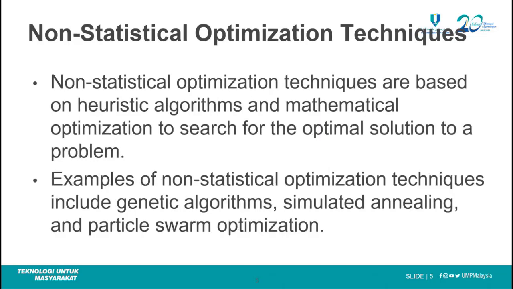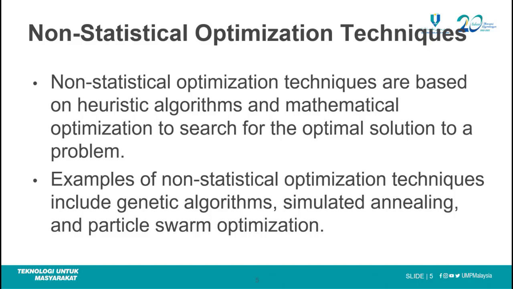For non-statistical techniques, basically these approaches are based on heuristic algorithms and mathematical optimization. They are based on heuristic algorithms to search for the optimal solution for a problem. Examples of non-statistical optimization techniques are genetic algorithm, simulated annealing, and particle swarm optimization.